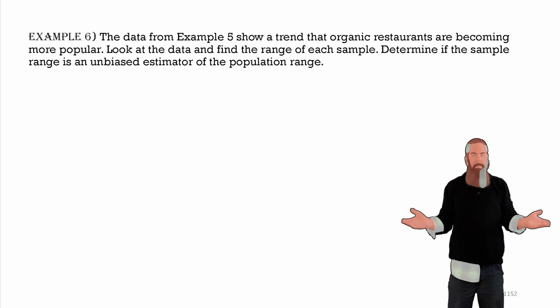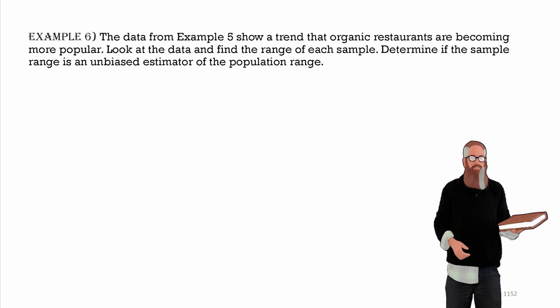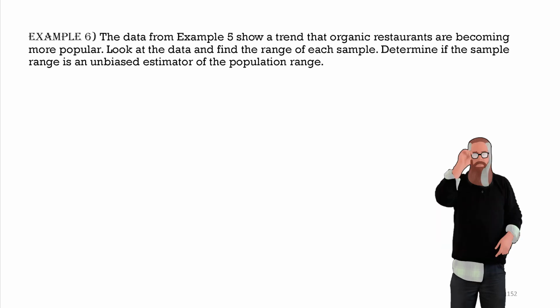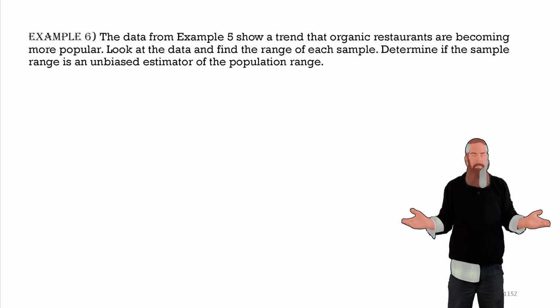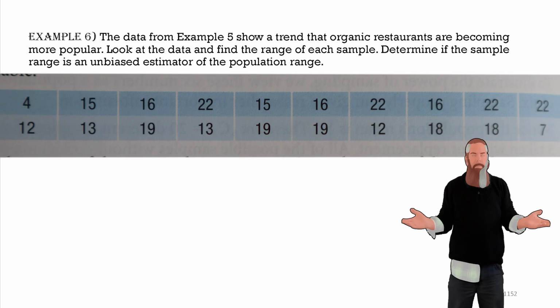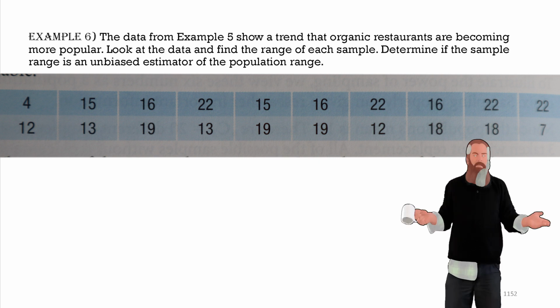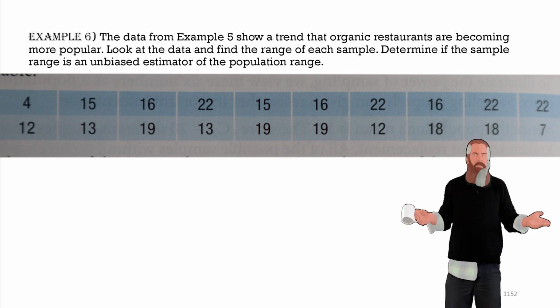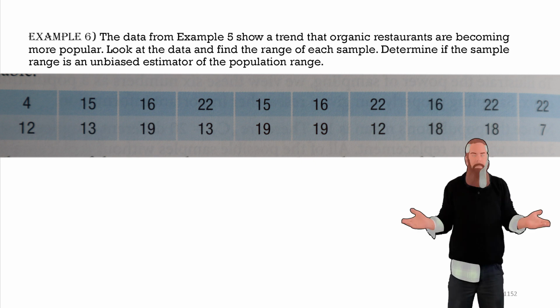The data from example 5 shows a trend that organic restaurants are becoming more popular. Look at the data and find the range of each sample. Determine if the sample range is an unbiased estimator of the population range. The population range is 22. The sample ranges are shown on the table. The mean of the 20 sample ranges is 16.